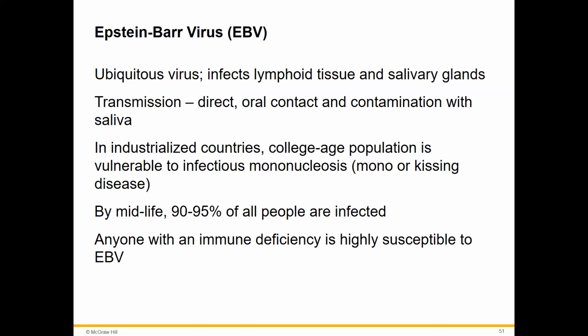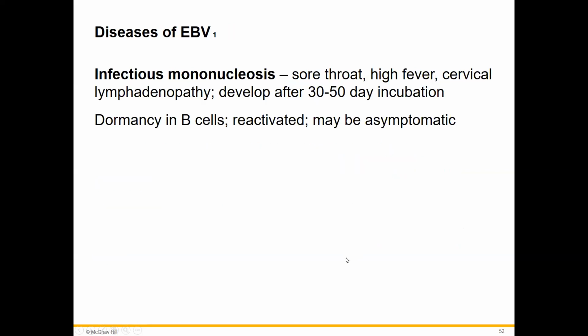Epstein-Barr, most of us have also been exposed to Epstein-Barr virus in our life. It infects lymphoid tissue and salivary glands. The contact is direct oral or saliva that's contaminated. Typically, the college-age population is more vulnerable to infectious mononucleosis, the kissing disease, kissing tonsils. The majority of people by midlife are infected previously. People who have had immune deficiencies are more susceptible to Epstein-Barr and its complications.